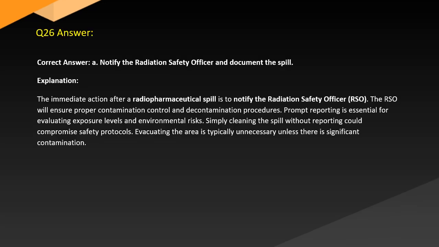Answer. Correct answer: A. Notify the radiation safety officer and document the spill. Explanation: the immediate action after a radiopharmaceutical spill is to notify the radiation safety officer, or RSO. The RSO will ensure proper contamination control and decontamination procedures. Prompt reporting is essential for evaluating exposure levels and environmental risks. Simply cleaning the spill without reporting could compromise safe protocols. Evacuating the area is typically unnecessary unless there is significant contamination.